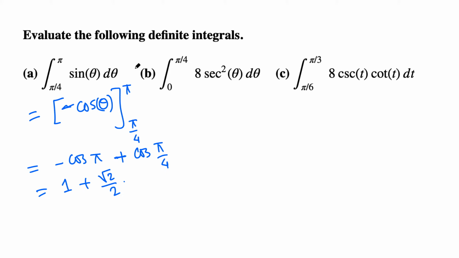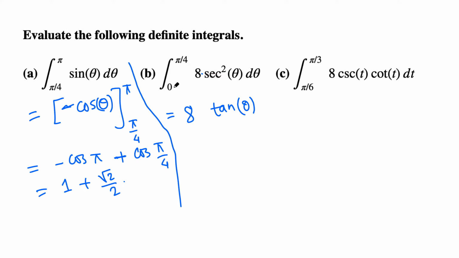Part B, we got the integral of 8 secant square theta. This is 8 times, so we can pull 8 outside and take the antiderivative of secant square, which is tangent theta, because the derivative of tangent theta is secant square theta.